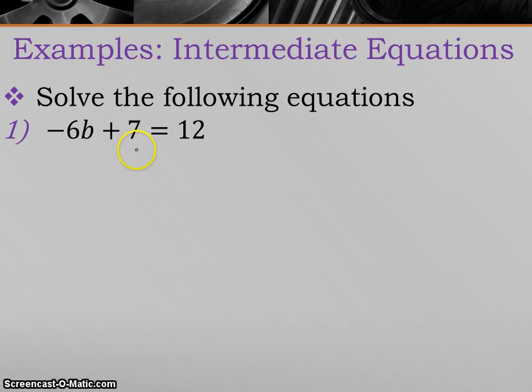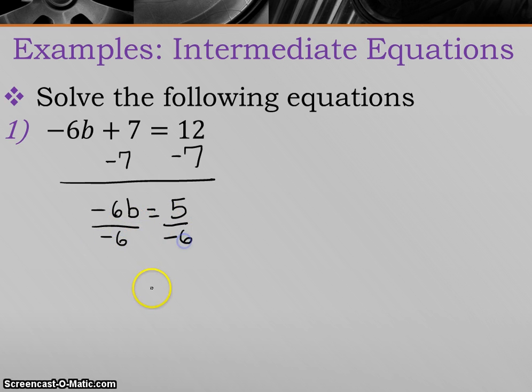So we have -6b plus 7 equals 12. So first thing we want to do is we need to subtract that 7 from both sides. So we have -6b equals 5, and then we divide both sides by the -6. And now 5 and -6 are not divisible, and I can't reduce that fraction. So my answer is just a -5/6.